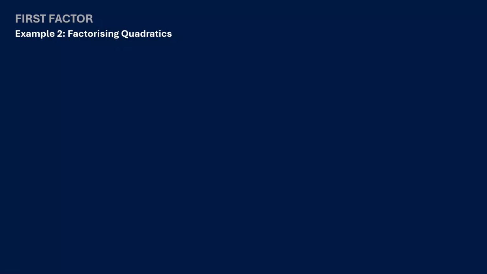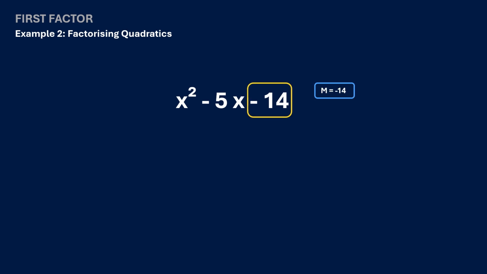Now for a harder one. Example 2. x squared minus 5x minus 14. So the method is exactly the same as the last example. We just need to remember that the minuses in this case are attached to the numbers that come after them. So we need two numbers that multiply to give minus 14 and add to give minus 5. Those two numbers are minus 7 and plus 2.